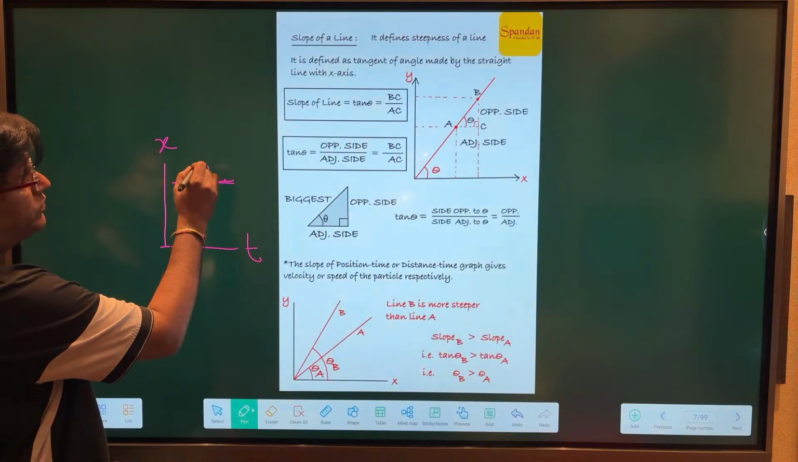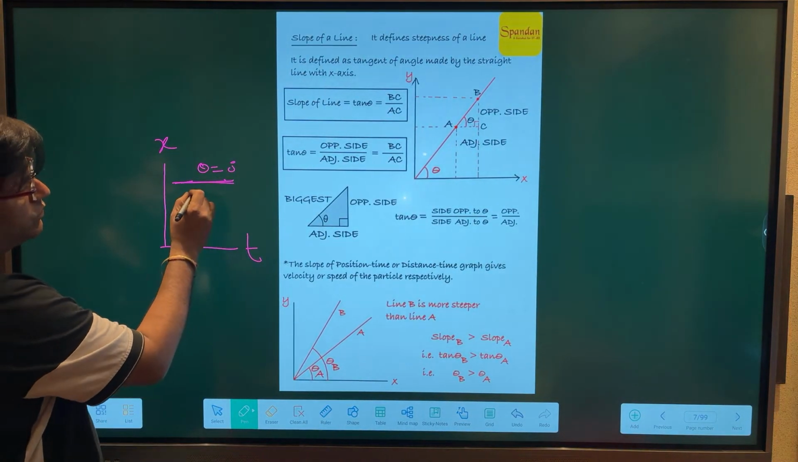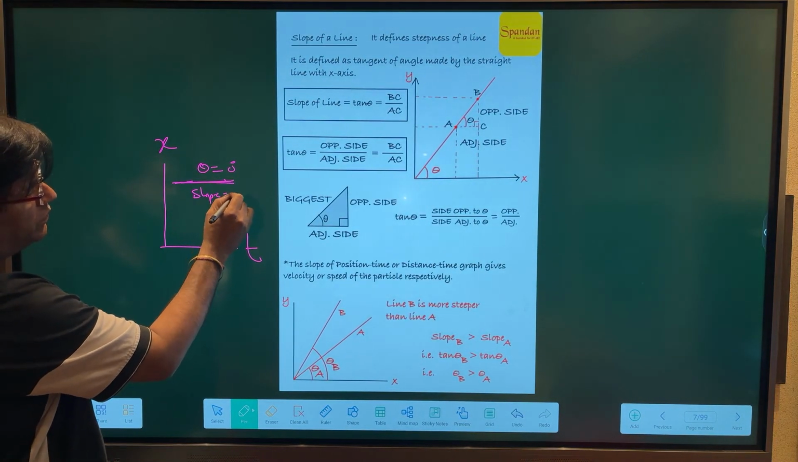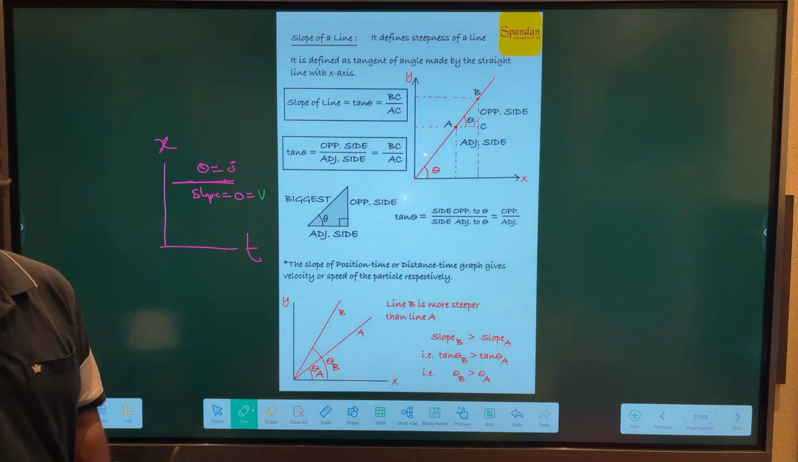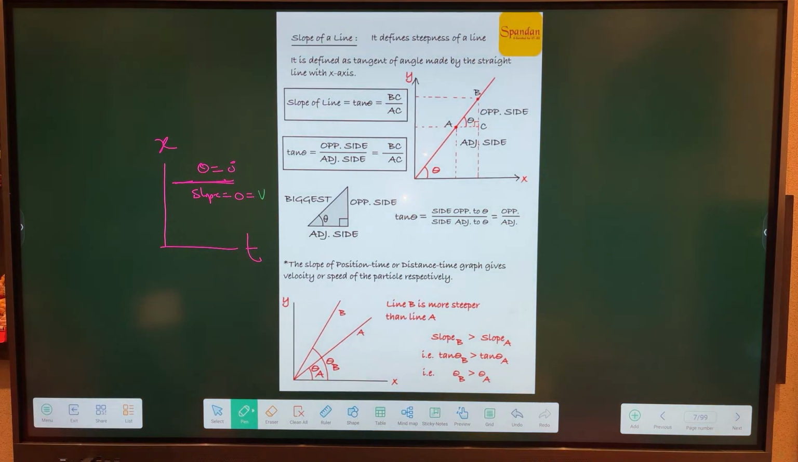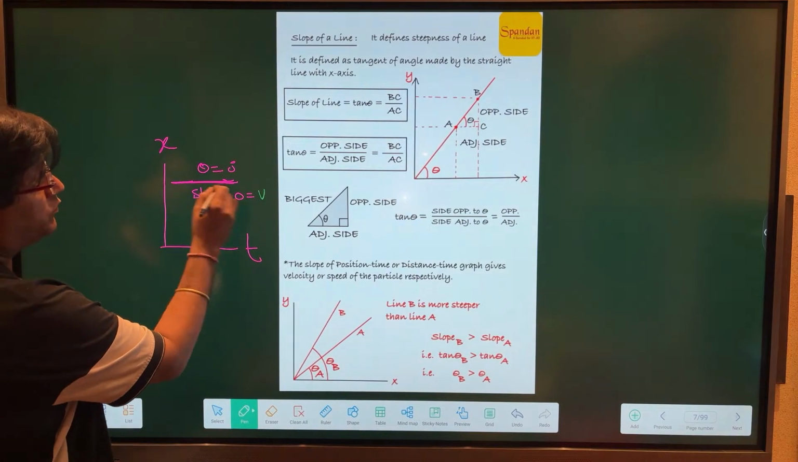Here theta is 0 degree. This line is making 0 degree. So slope will be how much? 0. So velocity will be 0. That's it. This particle is at rest. Position is not changing. Here slope is 0.